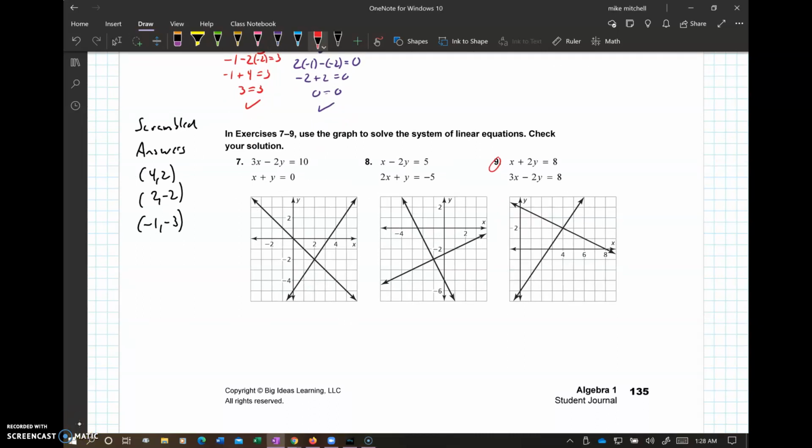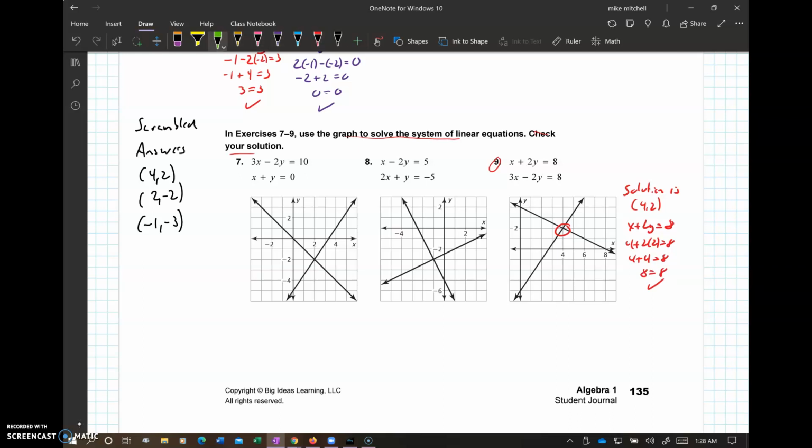So in 7 to 9, use the graph to solve the system, check your solution. So our solution is our intersection. So I'm saying the solution is get the coordinates. That's going to be (4, 2). Now you've got to check it in these equations. So I got x plus 2y equals 8. So that's 4 plus 2 times 2 equals 8. 4 plus 4 equals 8. 8 equals 8. Checks out on that one.